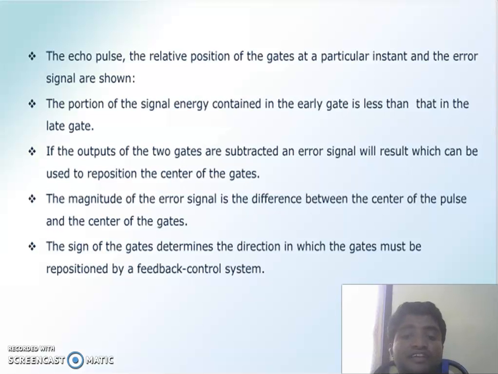The signal energy contained in the early gate is less than the late gate. If the outputs of the two gates are subtracted, we can get the error signal. This is used to reposition the center of the gate. The magnitude of the error signal gives the difference between the center of the pulse and the center of the gates, and the sign of the error signal gives the direction in which the gate has to be repositioned by using a servo controlled feedback control system.